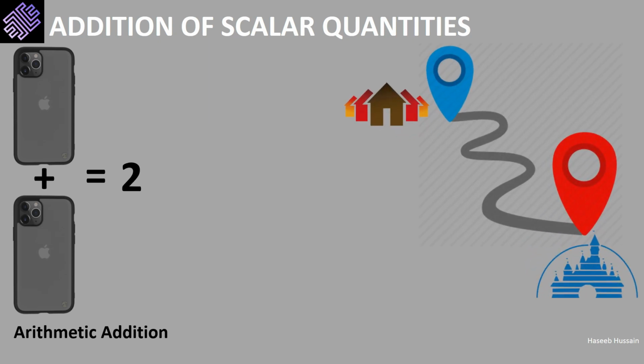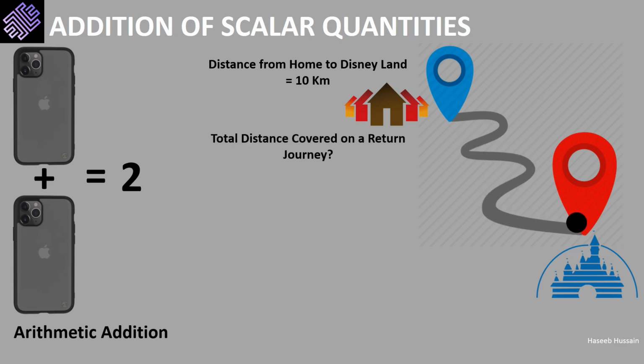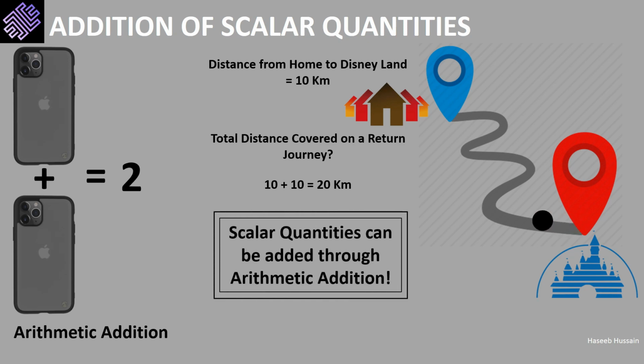You go from your home to Disney. The distance between your home and Disney is 10 kilometers. What is the total distance you cover moving from your house to Disney and on your way back to your home? Now distance one way is 10 kilometers and you cover twice this distance, once going towards Disney and another when coming back from Disney. So the total distance is 10 plus 10 equals 20 kilometers. Key thing to remember is that distance is a scalar quantity. So scalar quantities can be added by simply adding their magnitude, in other words, through arithmetic addition.